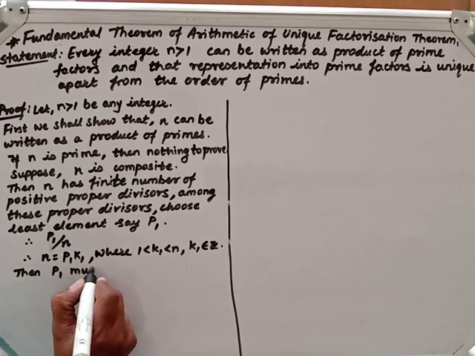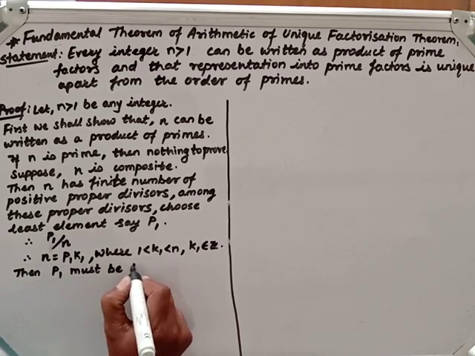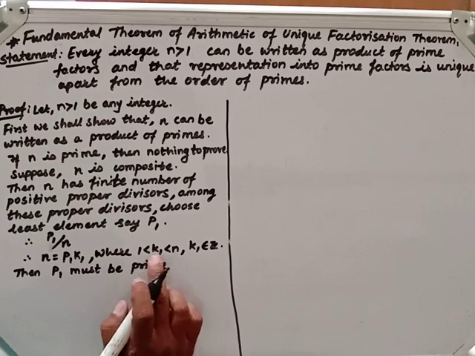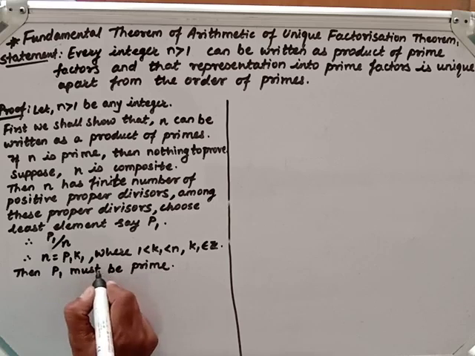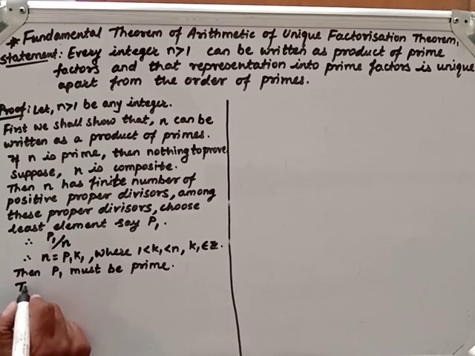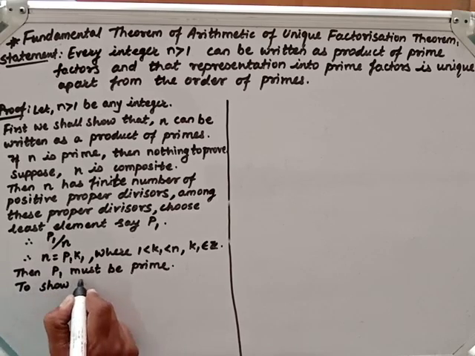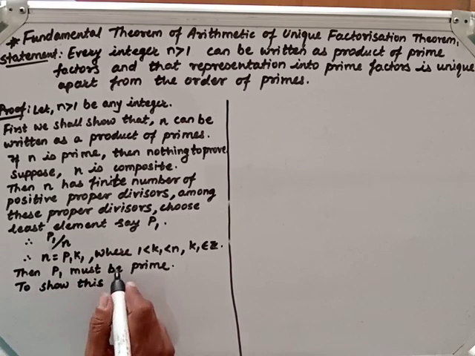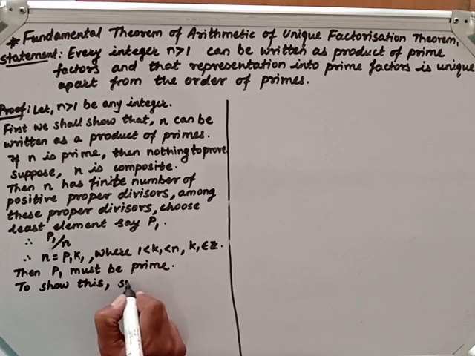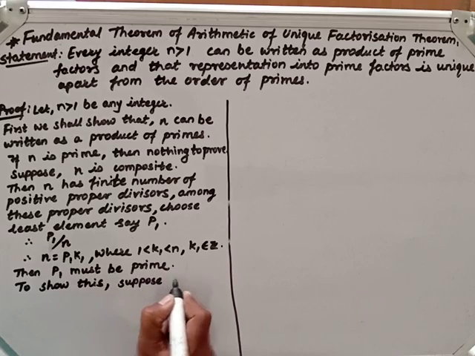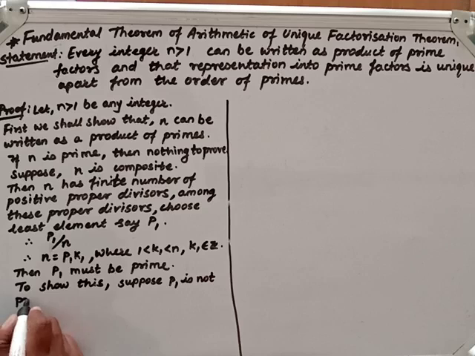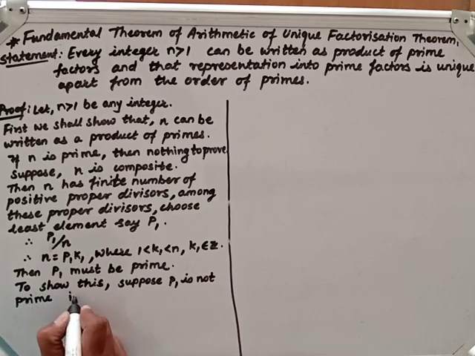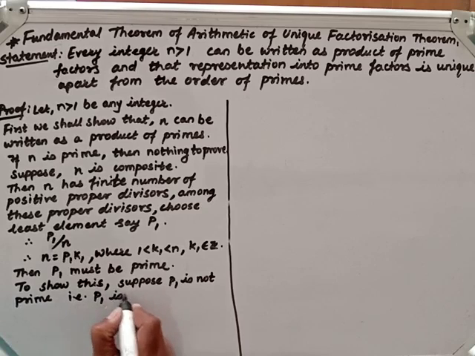Now here, P1 must be prime. Why? Because K1 lies between 1 and n. Now, let us show this P1 is prime. To show this, suppose P1 is not prime. That is, P1 is composite.